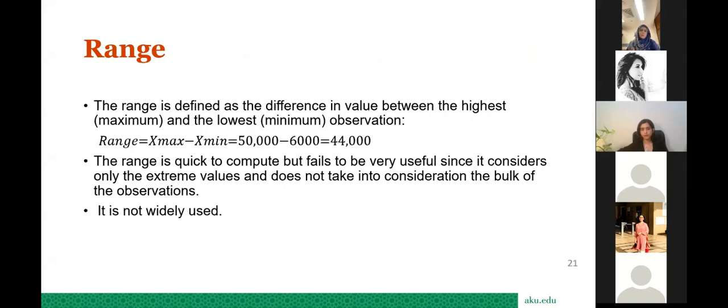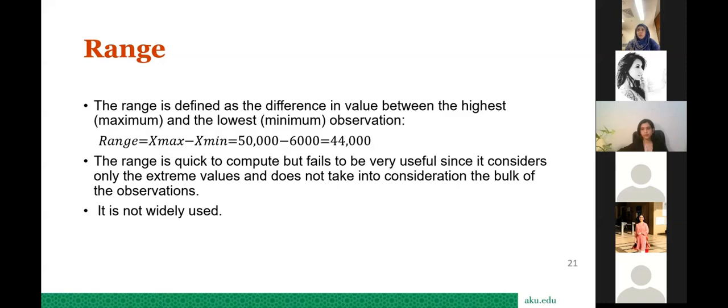Anyone want to tell me what a range is? Suppose there's age and then there's a range given with it. What's a range? Anyone? Excellent. So it's the difference between the minimum and maximum value, right?